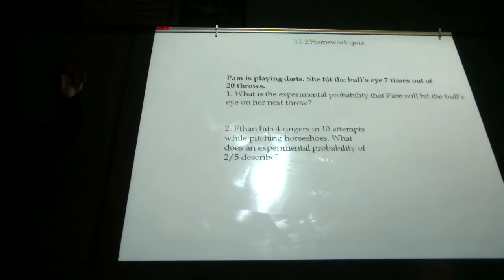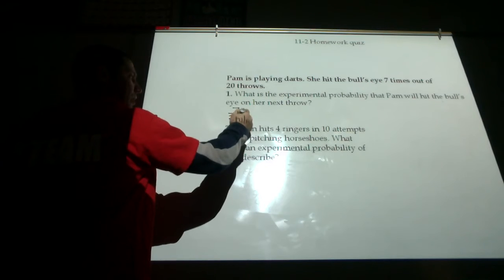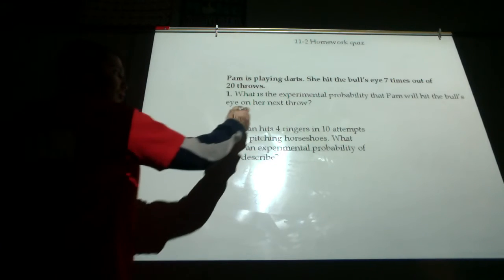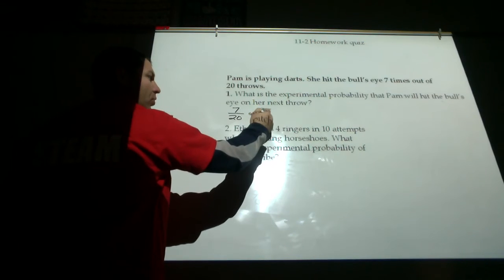So this first question says, Pam is playing darts. She hit the bullseye 7 times out of 20 throws. Now, you guys had a problem just like this in your book assignment today, right? It says, what's the experimental probability that Pam will hit the bullseye on her next throw? Well, she's made 7 out of how many? 20. So we could say that's a grand total of 7 out of 20. Or if we wanted to, we could say that's a grand total of 35 out of 100.